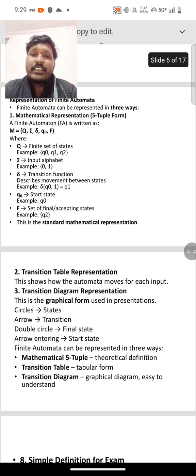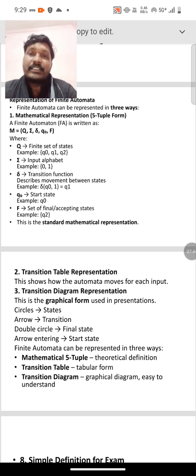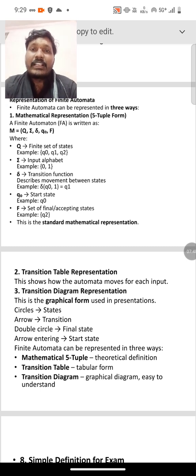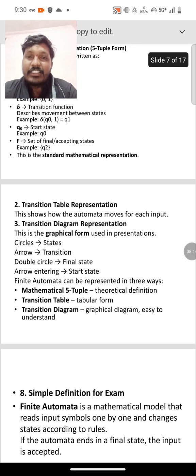Another representation is transition table representation. Table means it is represented in tabular format. It contains rows and columns. Rows contain the states: Q equal to Q naught, Q1, Q2, and so on. And columns contain input symbols. Input symbols are 0 or 1, or 0 to 9, and A, B, C and so on, likewise.